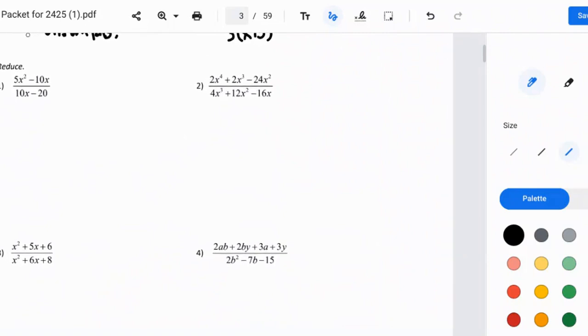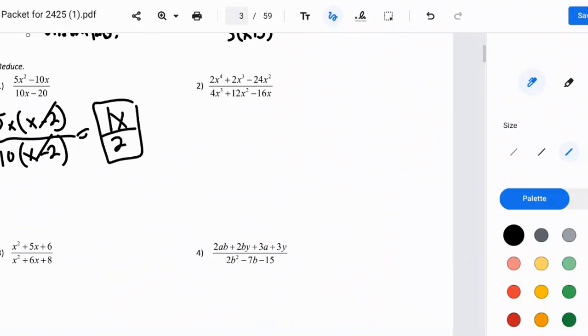So number 1, if we factor the top and bottom as much as possible, that means I'd pull out a GCF of a 5x up top. I'm left with x minus 2. On the bottom, I can pull out a 10. I'm left with an x minus 2. The x minus 2's will cancel. 5 divided by 10 can simplify to 1x over 2. So this would be my answer.